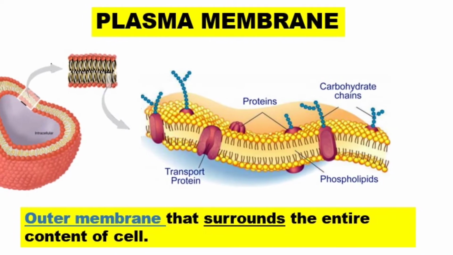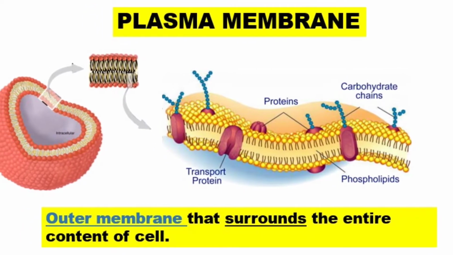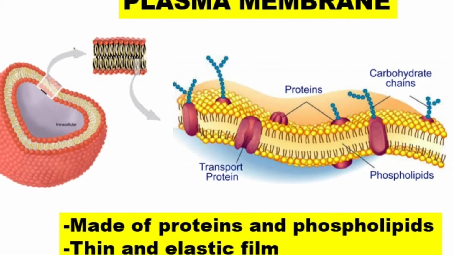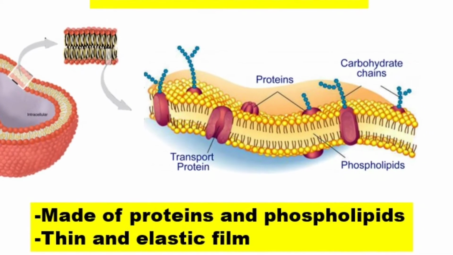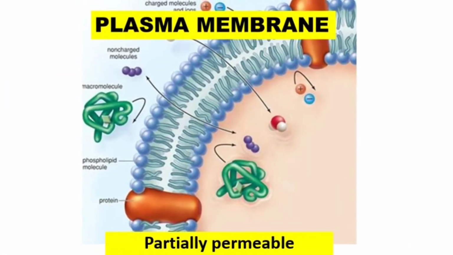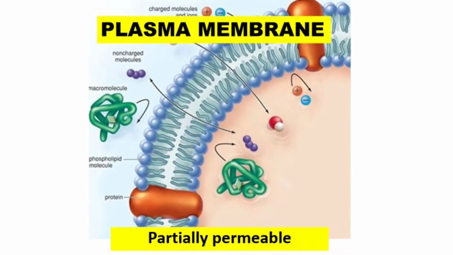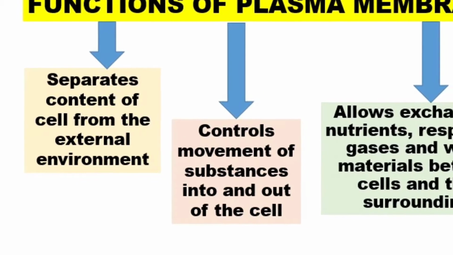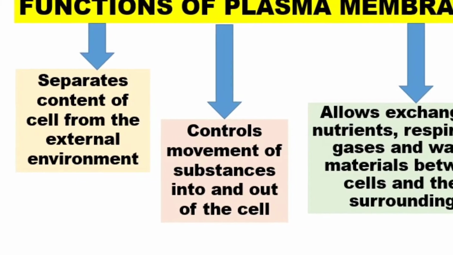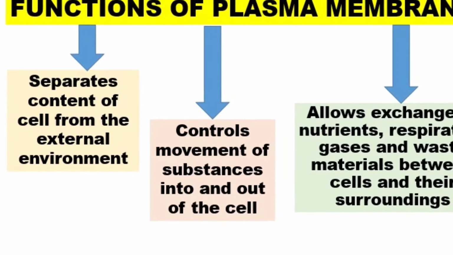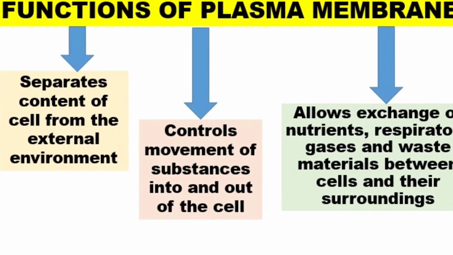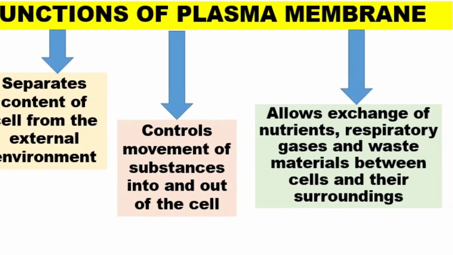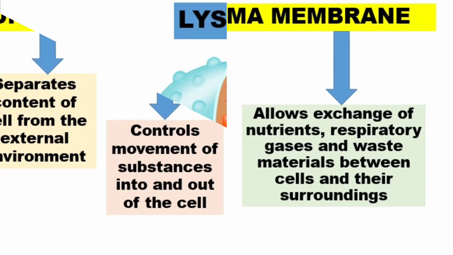Plasma membrane. It is the outer membrane that surrounds the entire contents of cells. It is made up of protein and phospholipid, and is a thin and elastic film. Another characteristic of the plasma membrane is that it is partially permeable. The functions of the plasma membrane are, first, to separate the contents of the cell from the external environment; second, to control the movement of substances into and out of the cells; and third, to allow the exchange of nutrients, respiratory gases and waste materials.